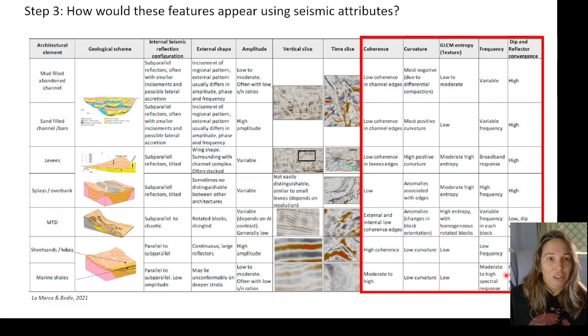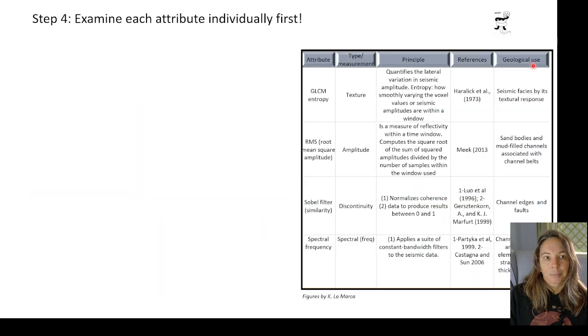And so at the end of her study, she had selected several seismic attributes, and I'll talk to you about all of these in detail. And again, she went through the same thought process. What will these look like in a coherence sense? All these different features, or curvature. We've got texture attributes, frequency attributes, reflector convergence attributes. So thinking about all of these and how they'll relate to each channel architecture in that system.